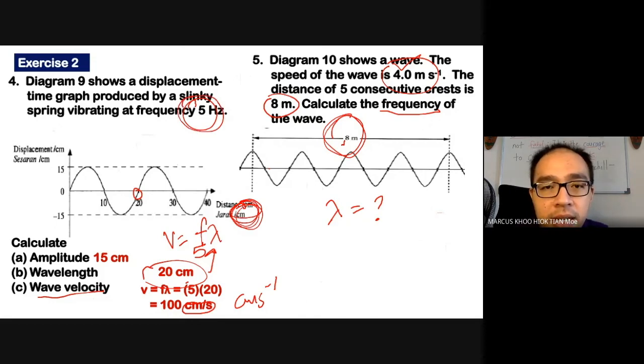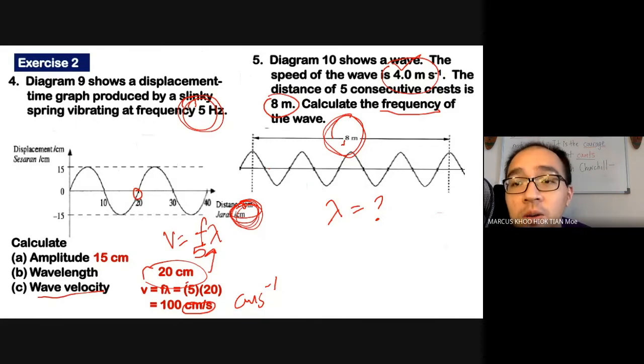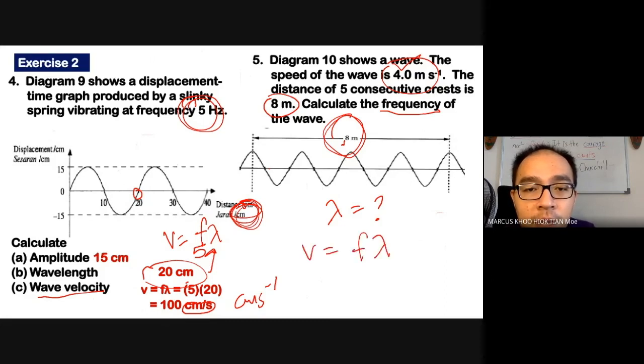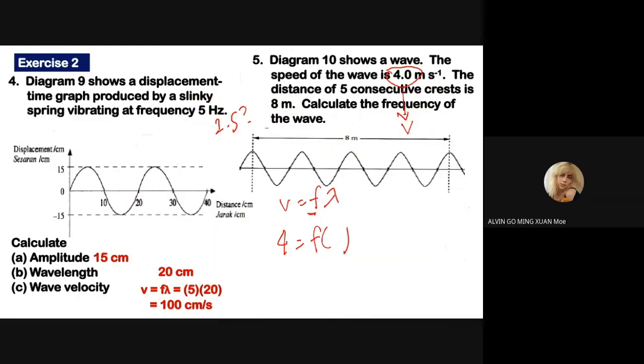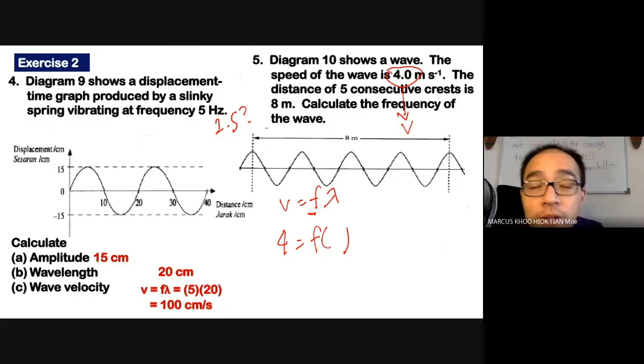Okay, it's all right. Can I have Elvin again, please, for number 5? 2.5. 2.5 what? Hz. How do you get 2.5 though? Frequency of the wave. So you need to have the wave speed is 4. V equals to F lambda. Wave speed is 4. What is your lambda? Oh, sorry. Frequency is F. F you say is 2.5. What is your lambda, Elvin? 1.6. How do you get 1.6? 8/5. Are you sure it's 8/5?